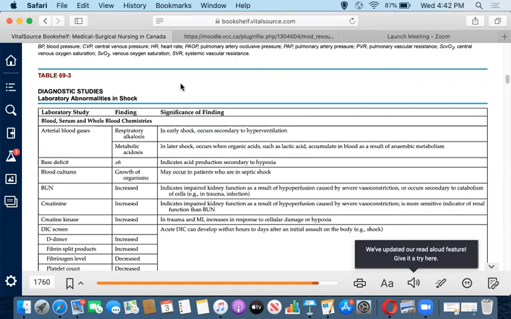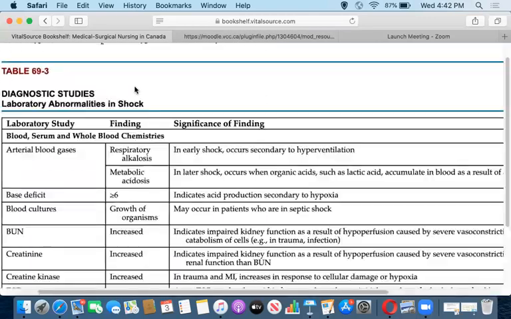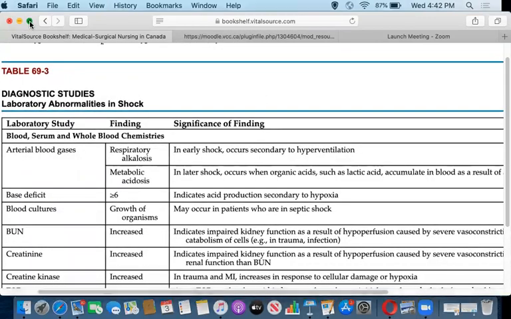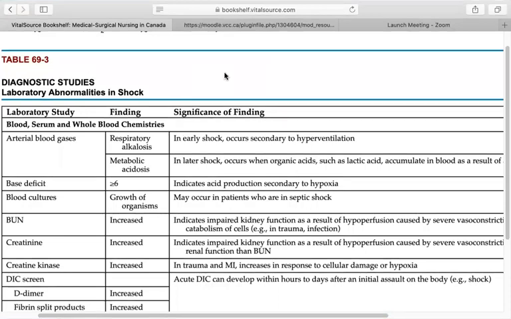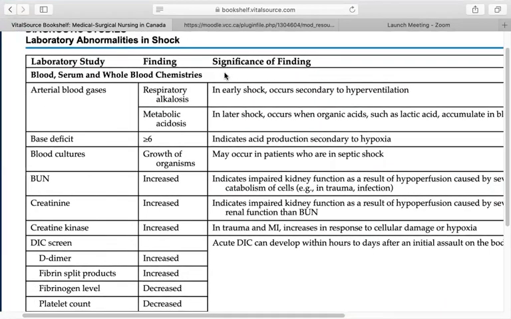And we're not going to look at every single one of these. The ones that I mention are the ones you need to focus on, okay? So let's just start. I'm going to have to increase this so you can see this better if it's on the overhead in the classroom. So let's just start here. The first one is arterial blood gases.